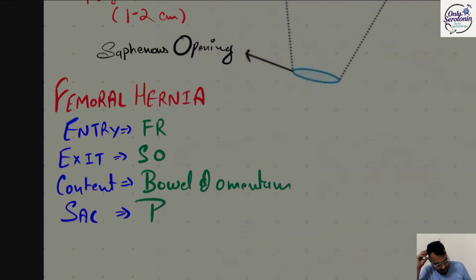and the sac is made up of what, guys? Sac is made up of peritoneum. Okay.